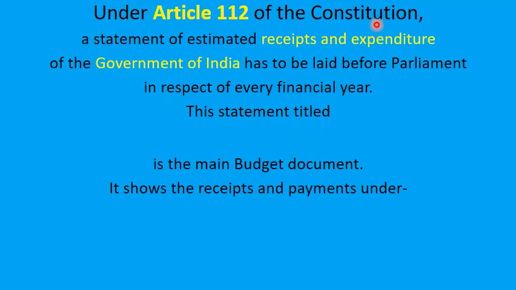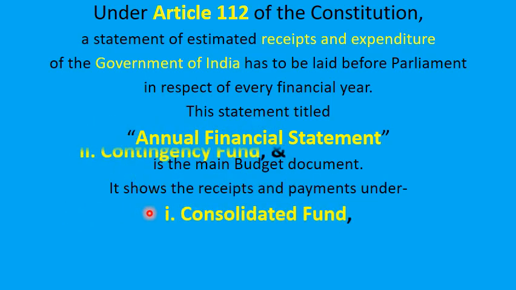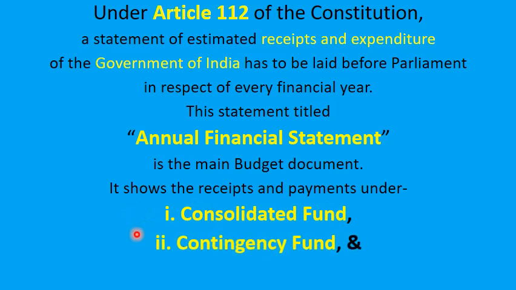Under Article 112 of the Constitution, a statement of estimated receipts and expenditure of the Government of India has to be laid before Parliament in respect of every financial year. This statement, titled Annual Financial Statement, is the main budget document. It shows the receipts and payments under Consolidated Fund, Contingency Fund, and Public Account.